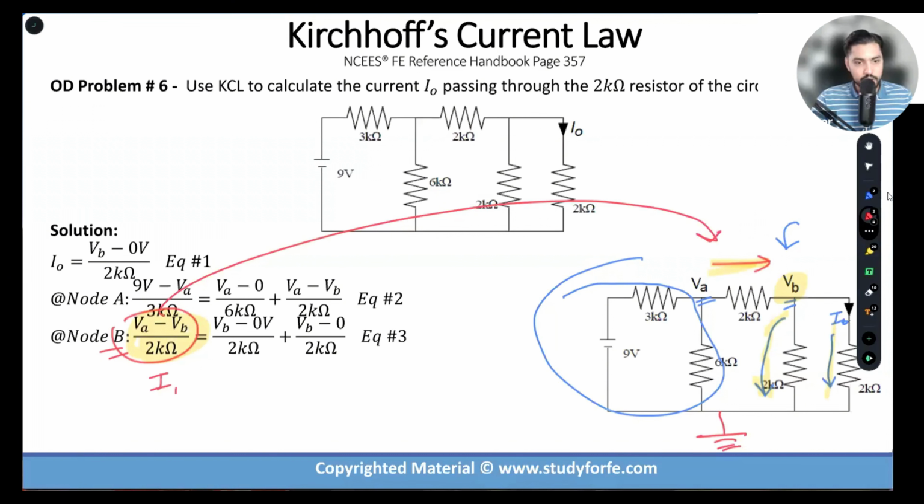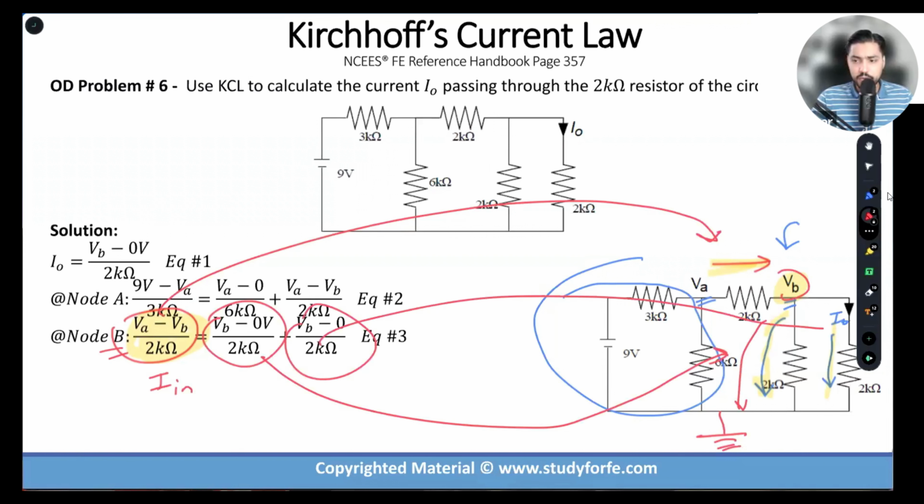Okay, this is now current in. Then I have VB minus 0. That's basically this to this. Make sense, guys? And then VB minus 0 divided by 2K, which is basically my I naught. All good? Any issues?